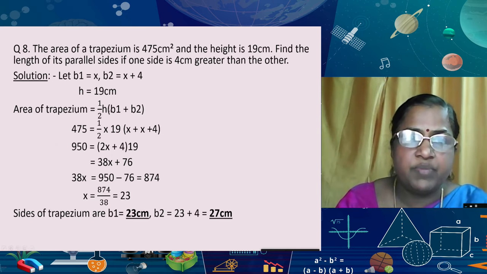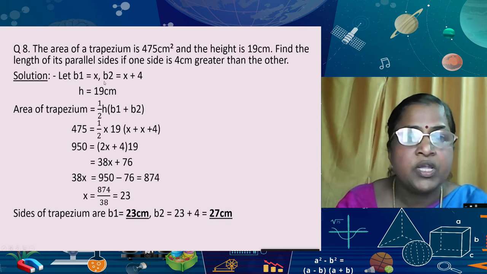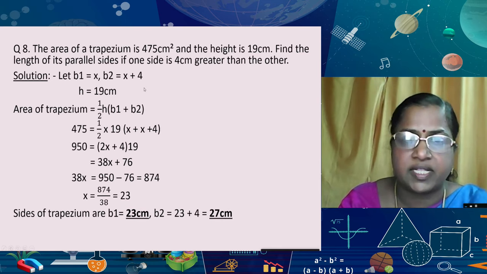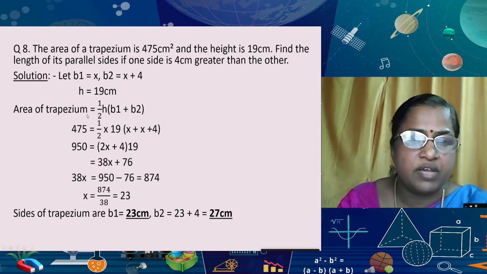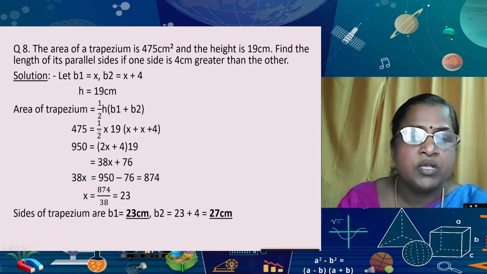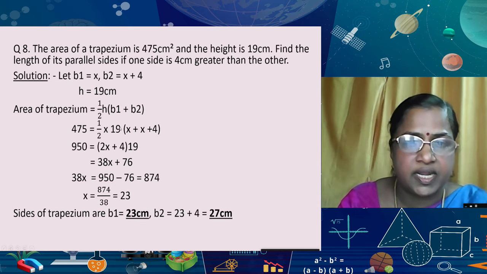So let b1 be equal to x and b2 be equal to x plus 4. The two bases are here, so we take one as x, and the other is 4 centimeter greater than that, that means x plus 4. Height is equal to 19 centimeter. You know the formula for the area of a trapezium is half h into (b1 + b2), that is the sum of the parallel sides. So here the area is given as 475 centimeter square and half height is 19 into.